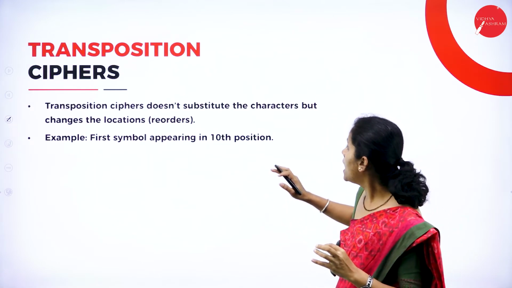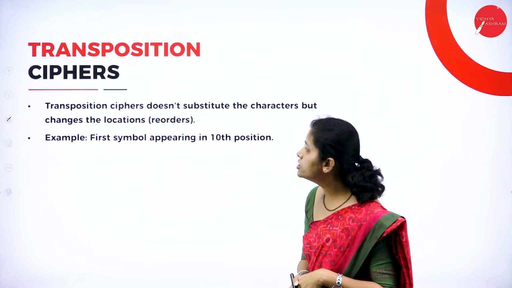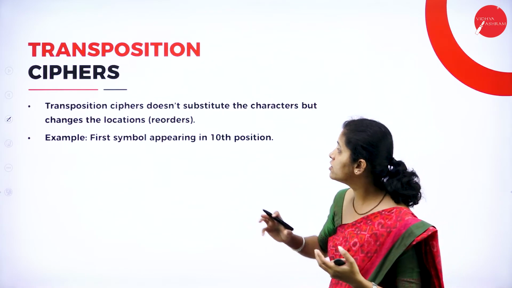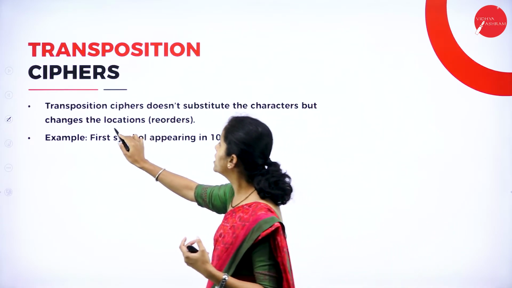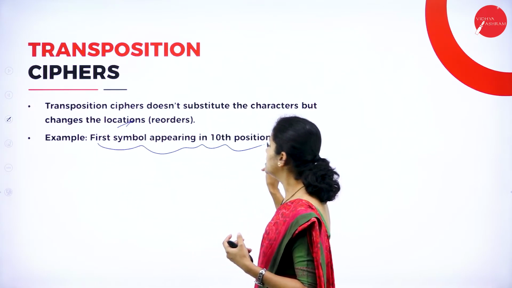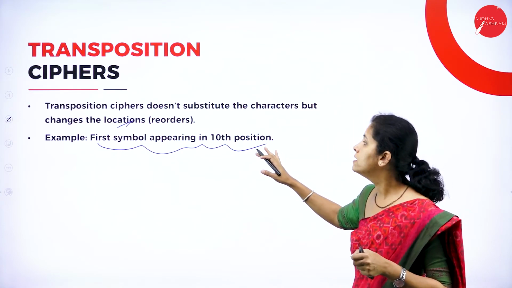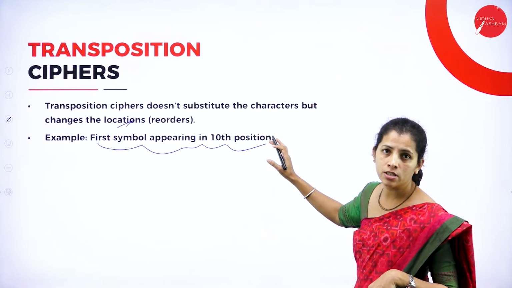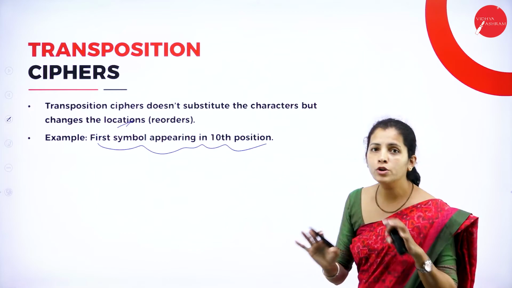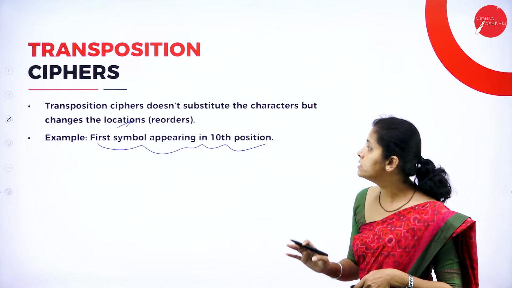But here I'm going to change the location. That means in transposition cipher, I'm just going to reorder or rearrange or change the location. For example, the first symbol may appear in the 10th position. So here I'm going to change the location, but I'm not going to substitute the character, I'm just going to replace the position. That's it.